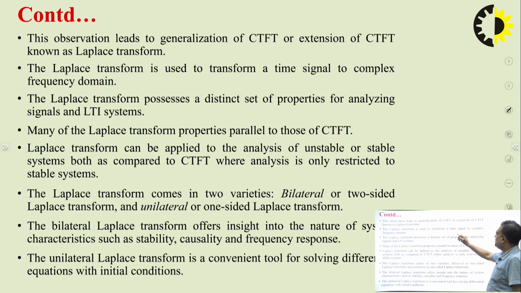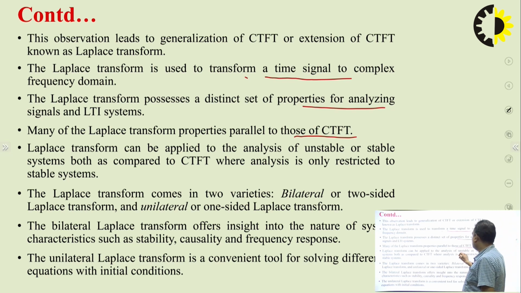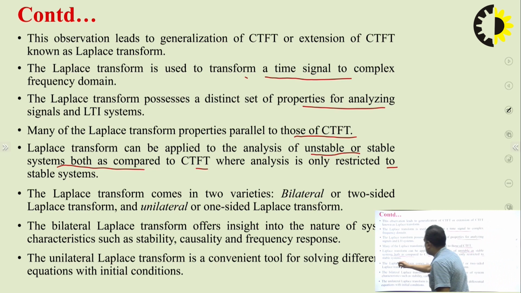So we are converting a signal to a domain which is the complex frequency domain, and this Laplace transform possesses a distinct set of properties for analyzing signals and LTI systems, and many of the Laplace transform properties are similar to those of CTFT. If you simply put s equals j omega in the expression of the Laplace transform, you will get the corresponding expression for the Fourier transform. Okay, and the Laplace transform can be applied for the analysis of unstable or stable systems both, as compared to CTFT, where analysis is restricted to stable systems.